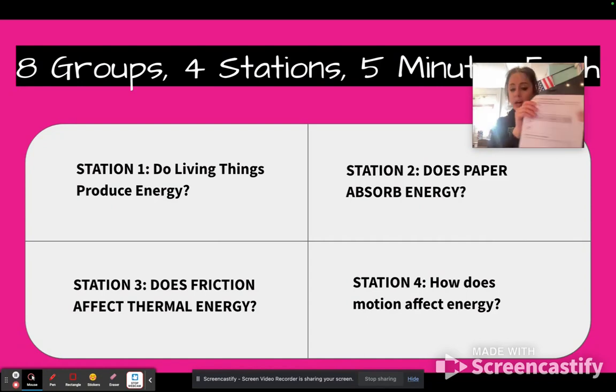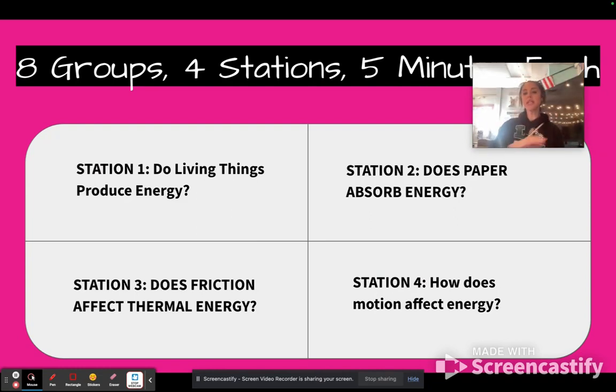And then station 4, how does motion affect energy? So predict what will happen to the temperature of wire. I'm going to give you guys a long piece of wire. When you bend it back and forth, okay, do you think that it's going to stay the same? Do you think it's going to increase the temperature? Do you think it's going to decrease the temperature? So that's your prediction. And again, just like in the other ones, there's a table here. Record the temperature of the wire before bending and then after bending, and explain what happened.